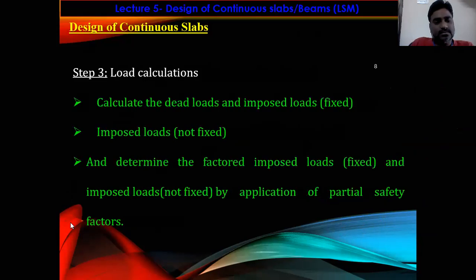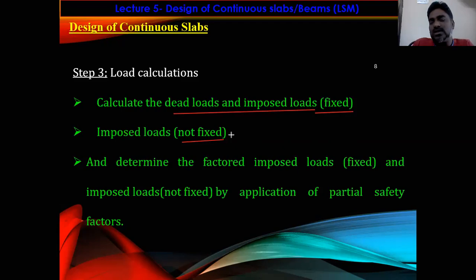So here, based upon the type of slab and everything, you need to calculate the loads on the slab. That should be calculated into two loads separately, that means fixed loads and not fixed loads, right? Generally fixed loads are all permanent loads, that means which are present throughout the lifespan of the member. So that is dead loads or any other superimposed loads will be considered as fixed loads.